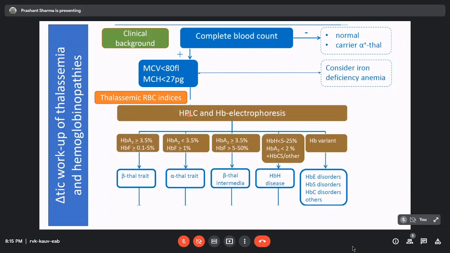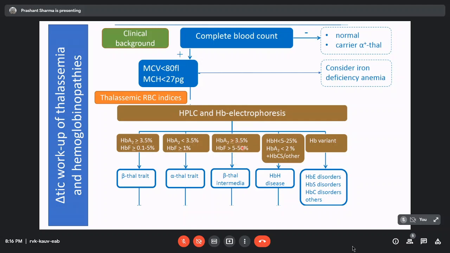The next test to be done typically is a hemoglobin HPLC. It mentions electrophoresis here because this slide was originally meant to cover both thalassemia and hemoglobinopathies. But in the context of thalassemia, you need to go in for a technique that quantitates hemoglobin F and hemoglobin A2. Based on those results, if you have a hemoglobin A2 which is elevated and an F which is not markedly elevated, you're likely to have a beta thalassemia trait. If you have an A2 in the normal range and an F which may or may not be elevated, you have an alpha thalassemia trait.